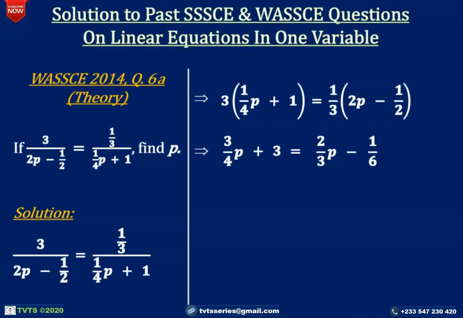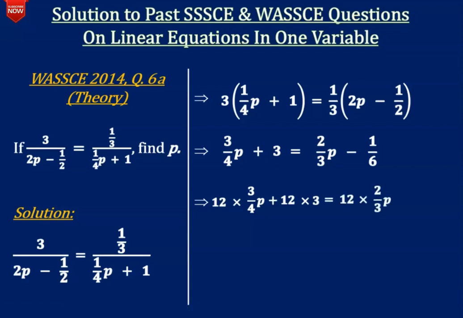The LCM of the denominators 4, 3, and 6 is 12. Therefore, we multiply through by 12. So we have 12 times 3/4 of p plus 12 times 3 is equal to 12 times 2/3 of p minus 12 times 1/6.